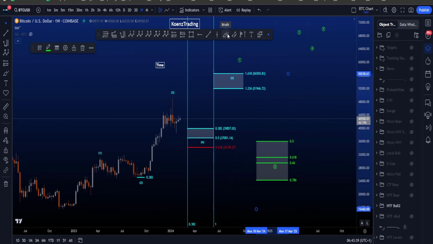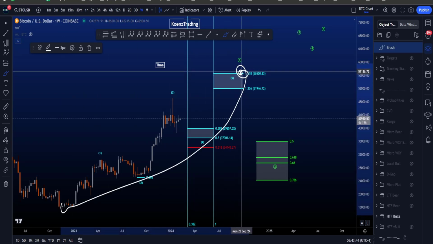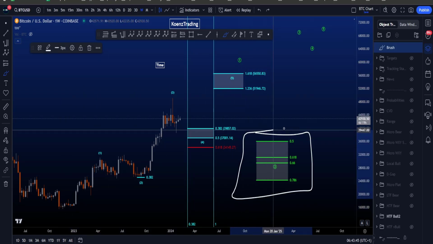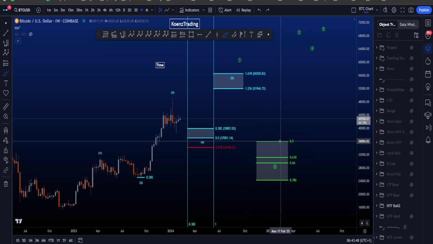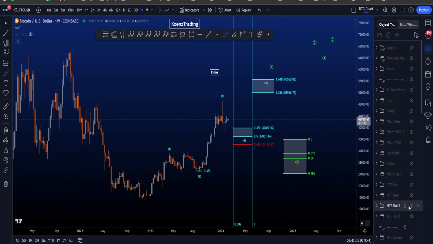I pulled the wave 2 target area from the low of the move over here, right, to the high at the 1.618, giving us then a target area between the 0.5 and the 0.786, which is between 36k and 24.4k, after which we then want to see continuation to the upside.